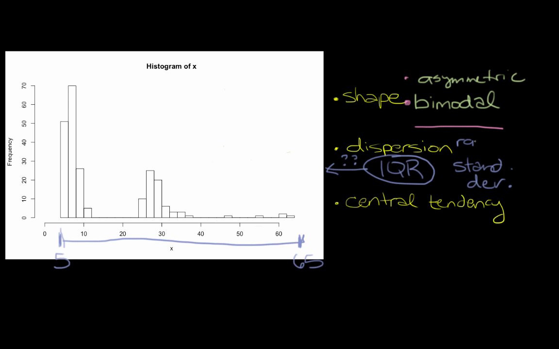My range is 5 to 65. And that gives me a little bit of an idea of the dispersion. And I saved central tendency for last because in some ways it's the most important and also the most difficult to do in a histogram, especially one that is not symmetric.